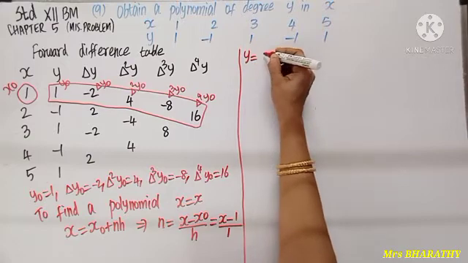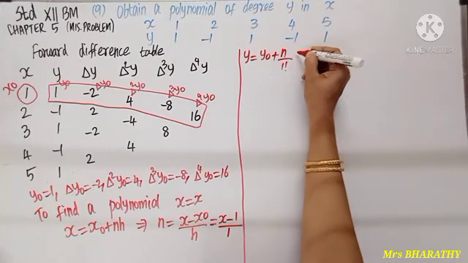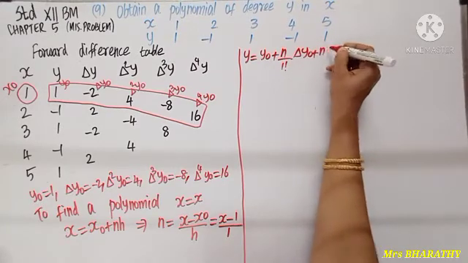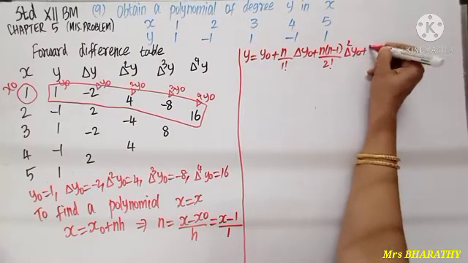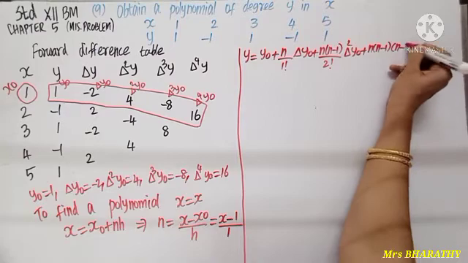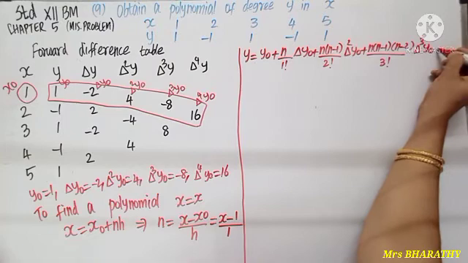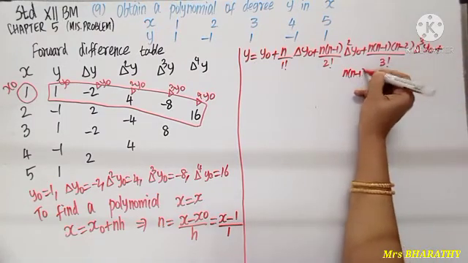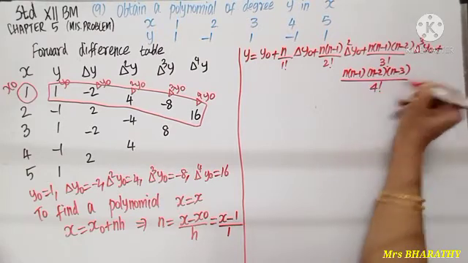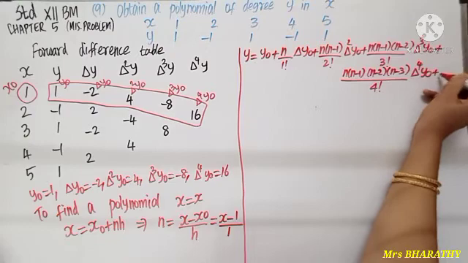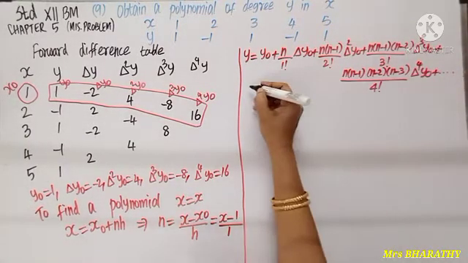y equals y naught plus n by 1 factorial del y naught, plus n into n minus 1 by 2 factorial del square y naught, plus n into n minus 1 into n minus 2 by 3 factorial del cube y naught, plus n into n minus 1, n minus 2, n minus 3 by 4 factorial del power 4 y naught, and so on. As I substitute, what is n?